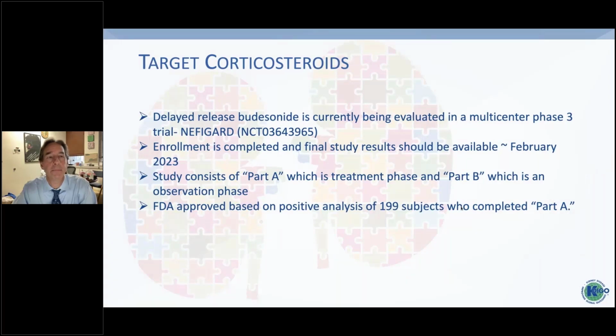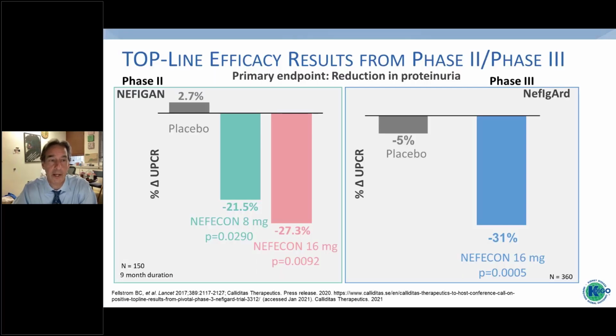And therefore, the delayed release budesonide is being evaluated in a multi-center trial, the NEFIGARD trial. Enrollment's already complete, and the final study results should be available again next year. The study consists of Part A, which is a treatment phase, and Part B, which is an observation phase after the 9 months of initial treatment. And as you know, the FDA in the United States has already approved this drug based on positive analysis of 199 subjects who had completed Part A.